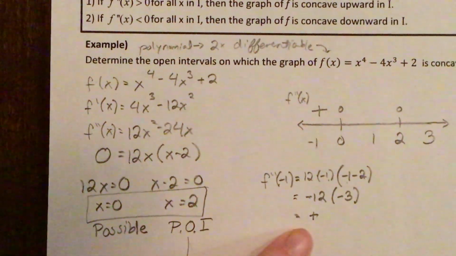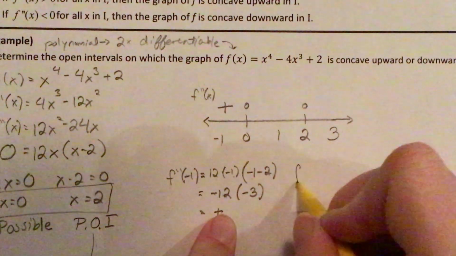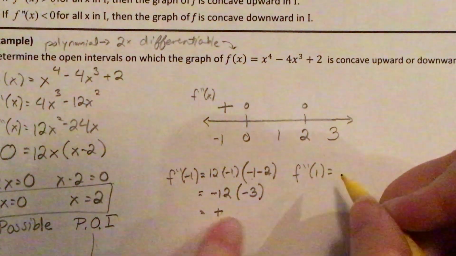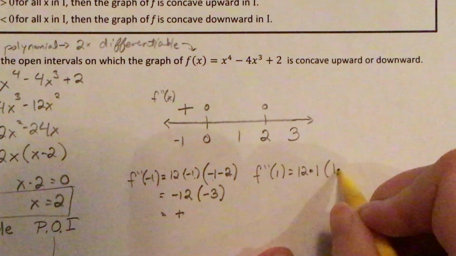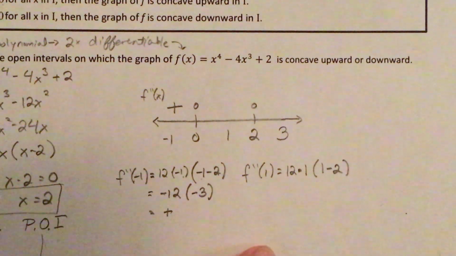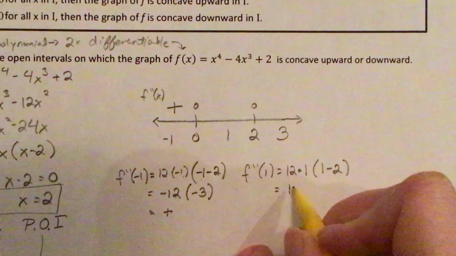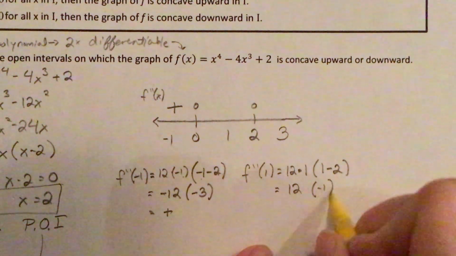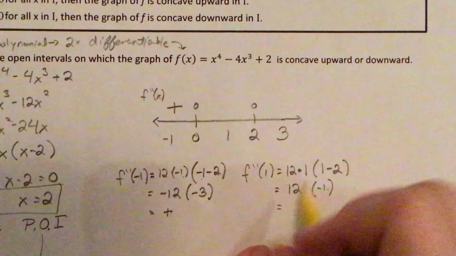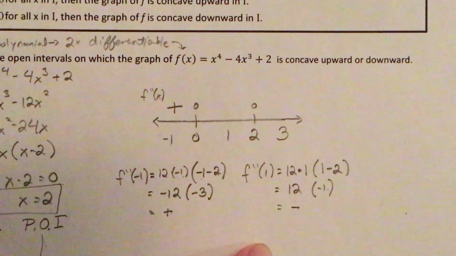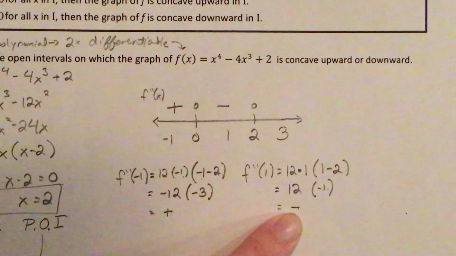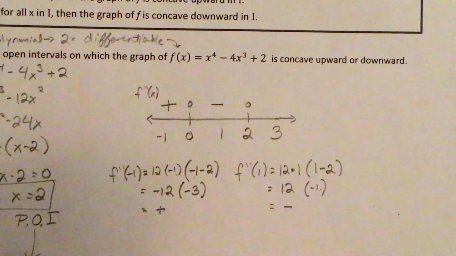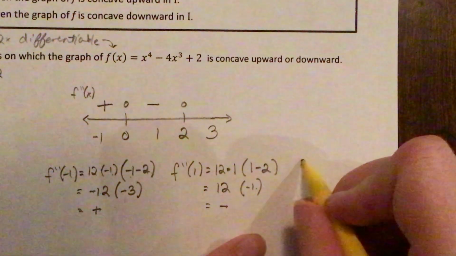Let's test it out with 1. F double prime of 1 is 12 times 1 minus 2. So 12 times 1 is 12, and 1 minus 2 is -1. 12 times -1 is a negative number. We know it's -12 because those are fairly small numbers, but we don't care. We just care that it's negative. So boom, negative number.